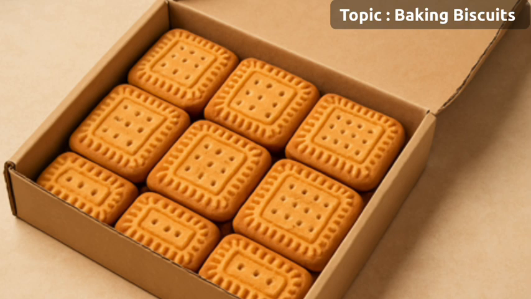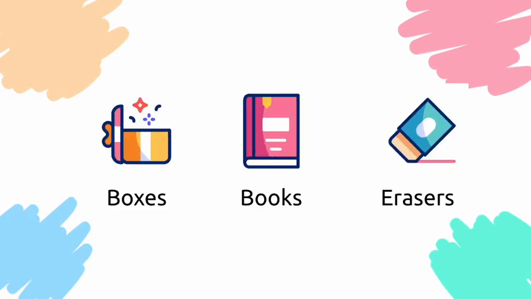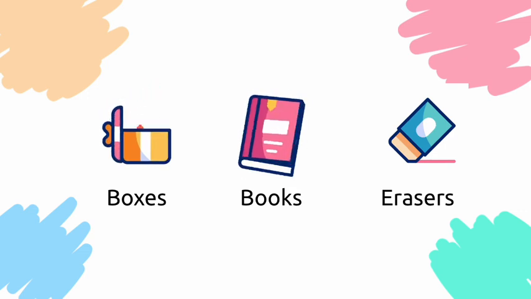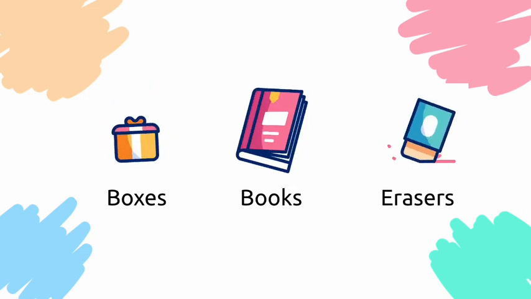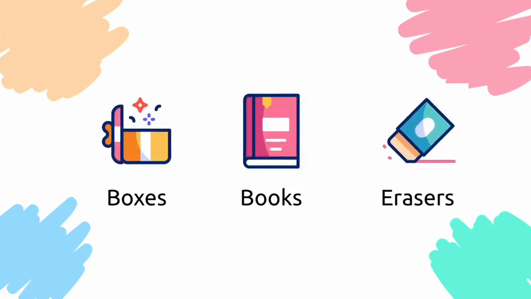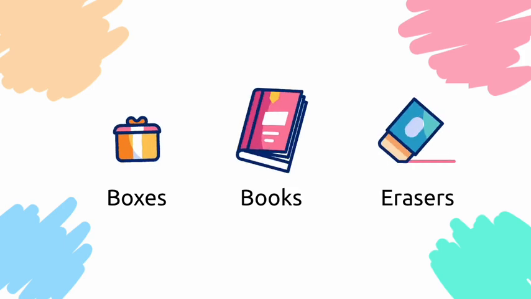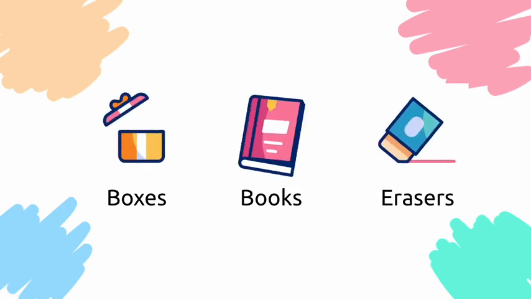Next topic, baking biscuits. Yummy biscuits. Have you seen how biscuits fit perfectly inside the box? That's because they are all the same shape and size, like a rectangle. Let's look around and see what other things have the same faces, like boxes, books, and erasers.